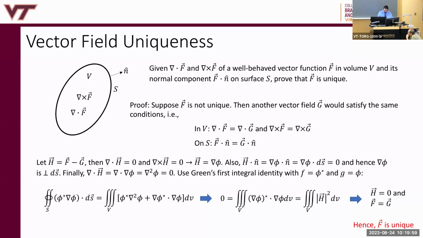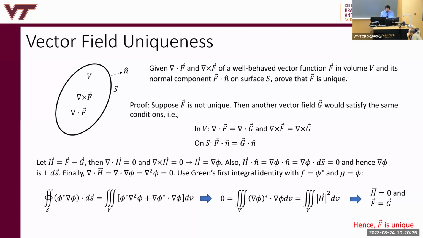So let's prove it. Suppose F is not unique, by contradiction. Then another vector field G would satisfy the same conditions, all right? So that means within V, the divergence of F is also the divergence of G, where G and F are not the same, aka F is not unique. And the curl of F is equal to the curl of G. And on the surface S, we have F dotted with n is also equal to G dotted with n.